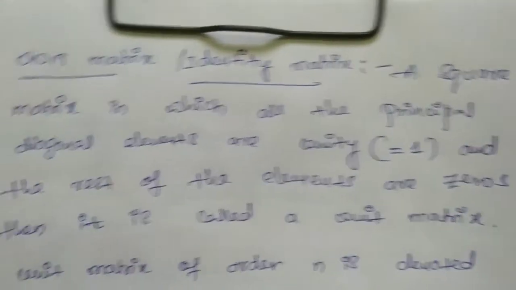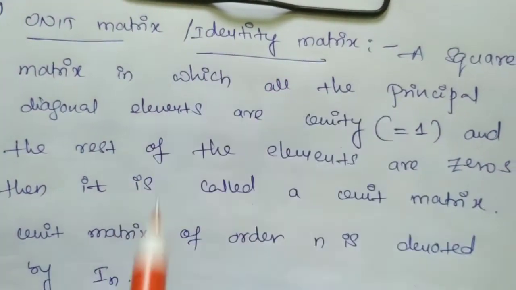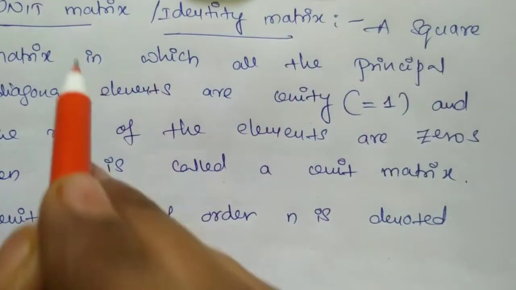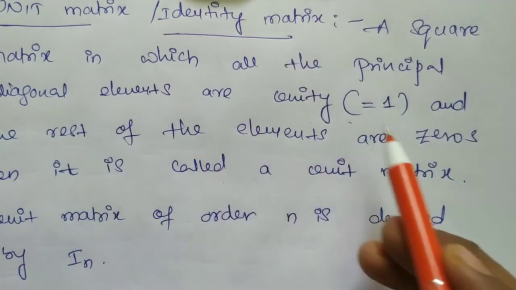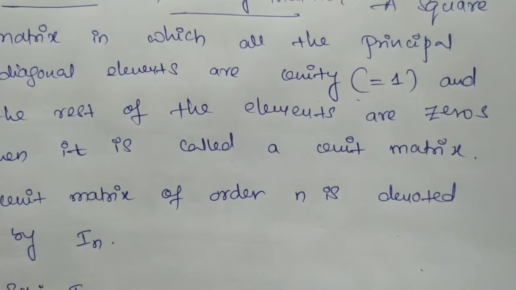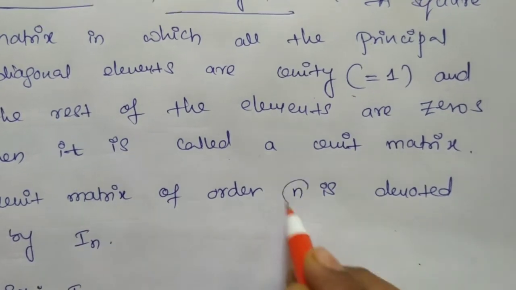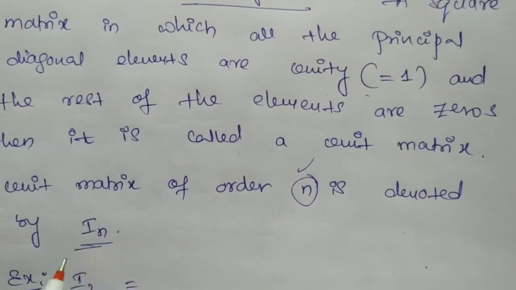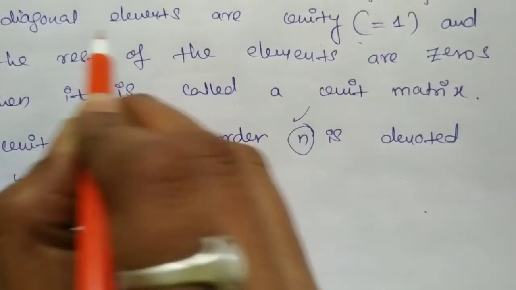Next, coming to the next matrix, that is identity matrix. So this is also important. A square matrix in which all the principal diagonal elements are unity and the rest of elements are 0, then that matrix is called a unit matrix or identity matrix. The identity matrix of order n is denoted by In. So what are principal diagonal elements?